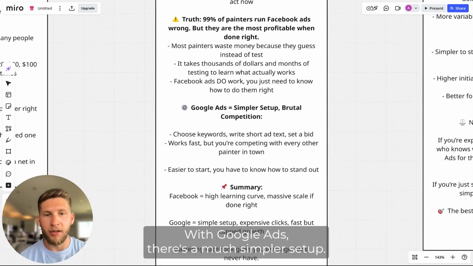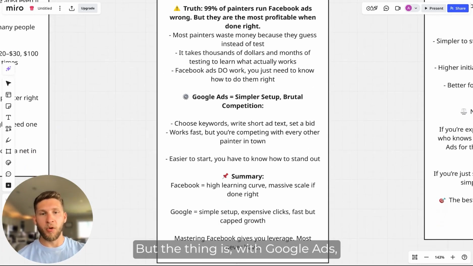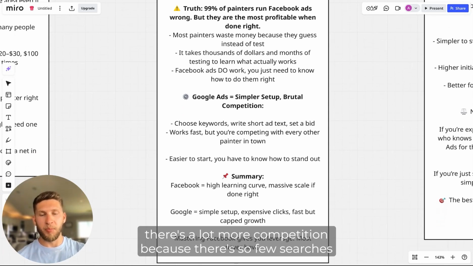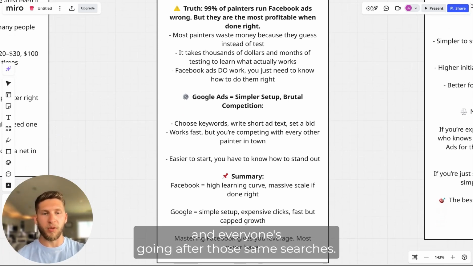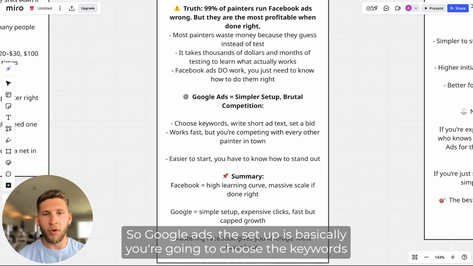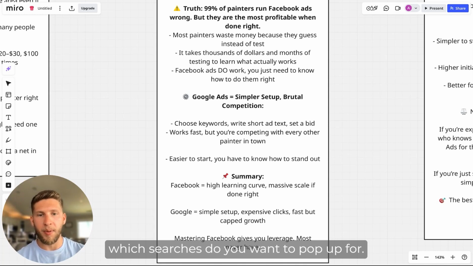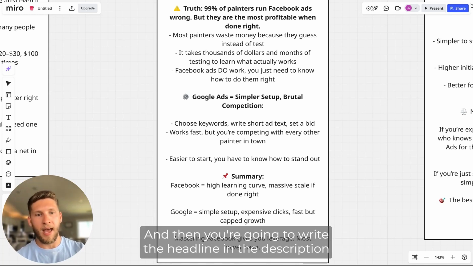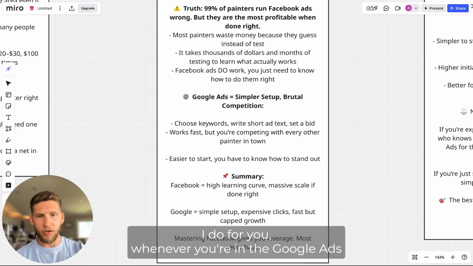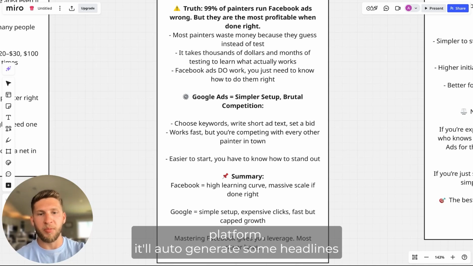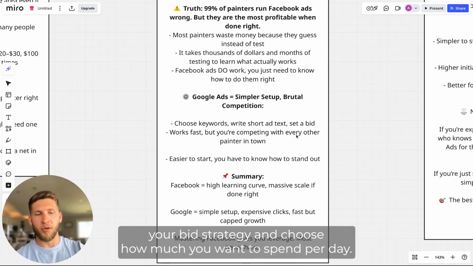With Google ads, there's a much simpler setup. But the thing is, with Google ads, there's a lot more competition because there's so few searches and everyone's going after those same searches. So with Google ads, the setup is basically you're going to choose the keywords that you want. Which services are you going to advertise for? Which searches do you want to pop up for? And then you're going to write the headline and the description, which you can have AI do for you. Whenever you're in the Google ads platform, it'll auto-generate some headlines and text for you. And then you're just going to set your bid strategy and choose how much you want to spend per day.